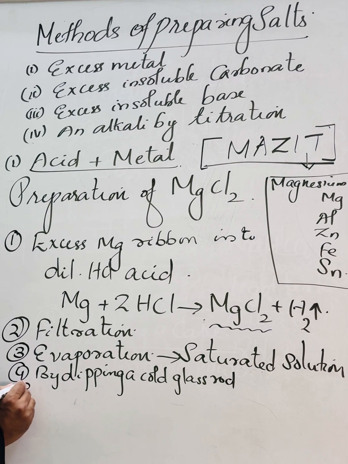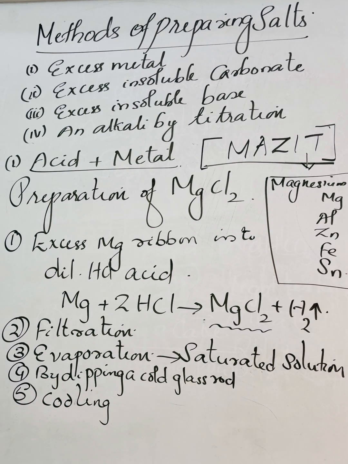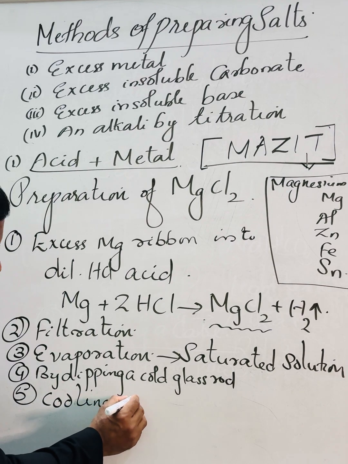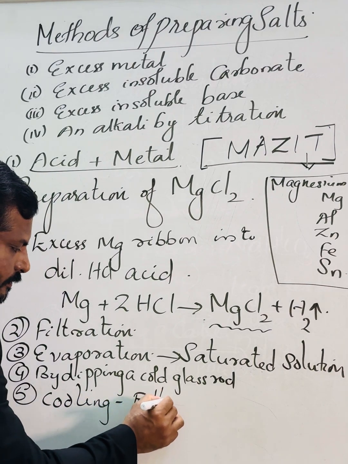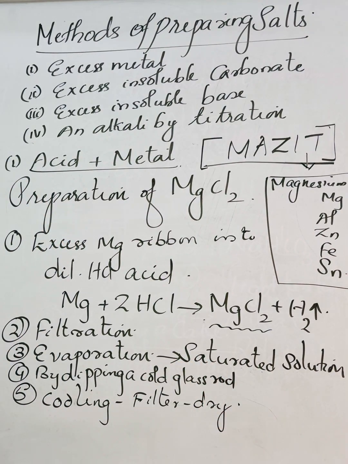Now any crystals formed, you want to cool, filter, and dry between clean tissues. That means any crystals produced after cooling. Now the fifth process is cooling. After cooling you want to filter, then dry. You will get crystals of salt.